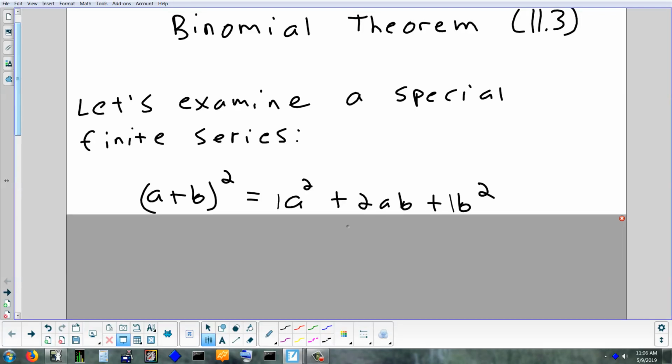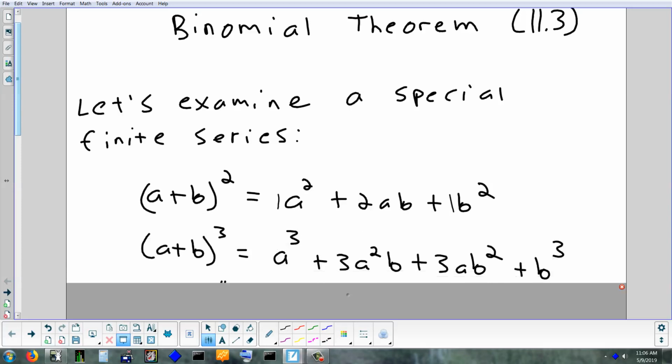The 1, 1. Now, if you take what I just had up above, which is a plus b squared, and multiply by a plus b again, and FOIL it out, you get that. And again, what coefficient is in front of the a cubed and the b cubed? Both 1s.